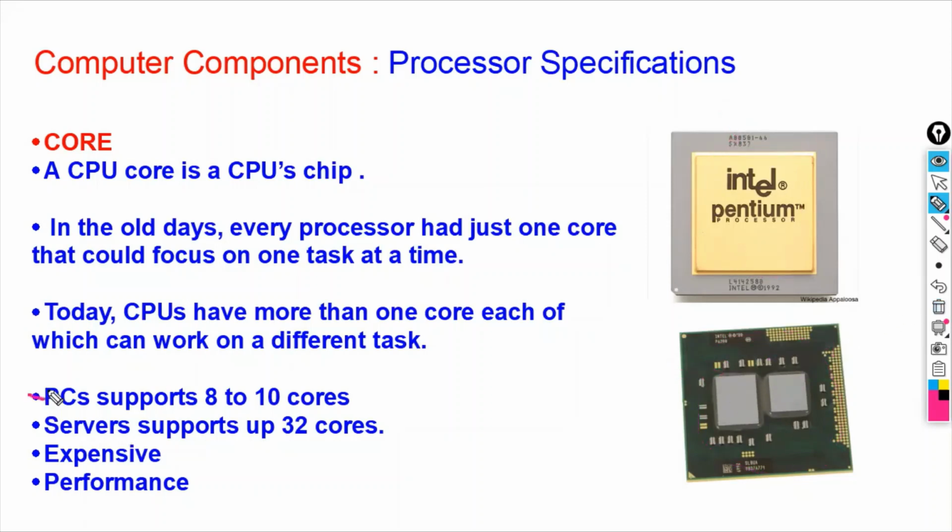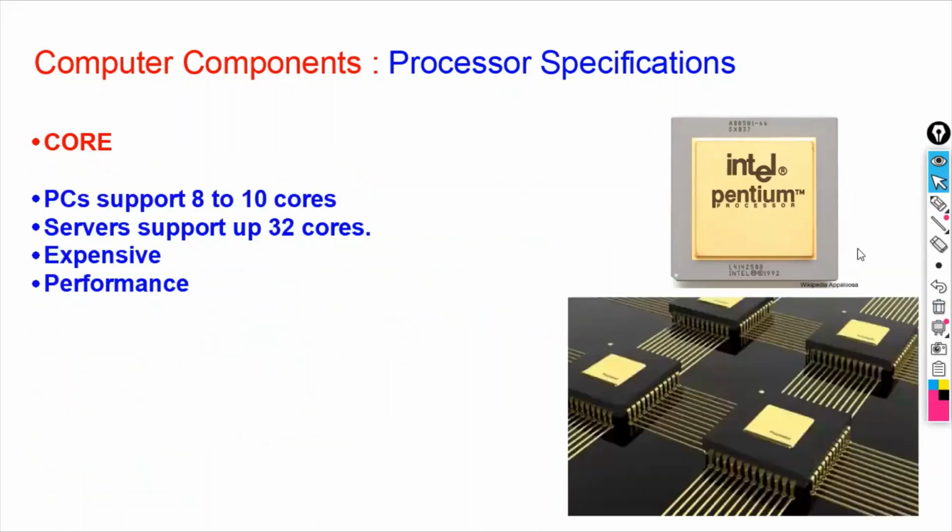So guys, PCs support up to 10 cores. PCs can have 10 chips on the processor and servers support up to 32 cores. It is very expensive, but you will get good performance if you have more cores. So as we have discussed, PCs support 8 to 10 cores and servers support up to 32 cores.